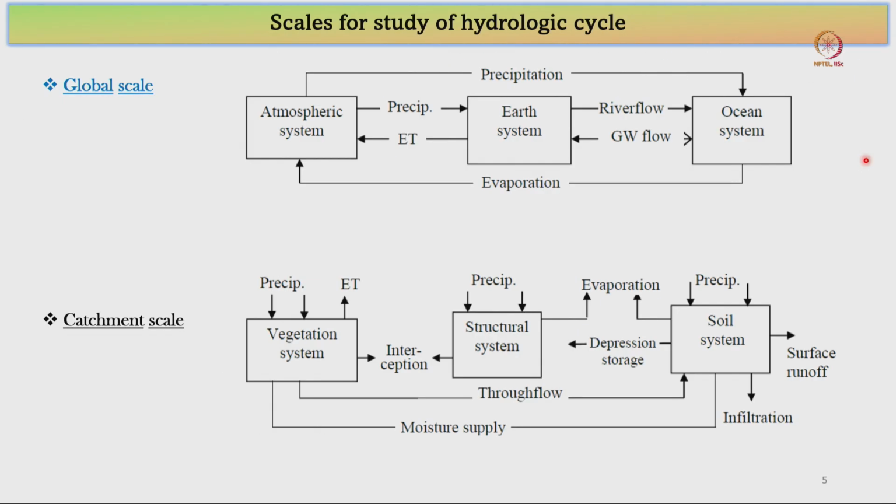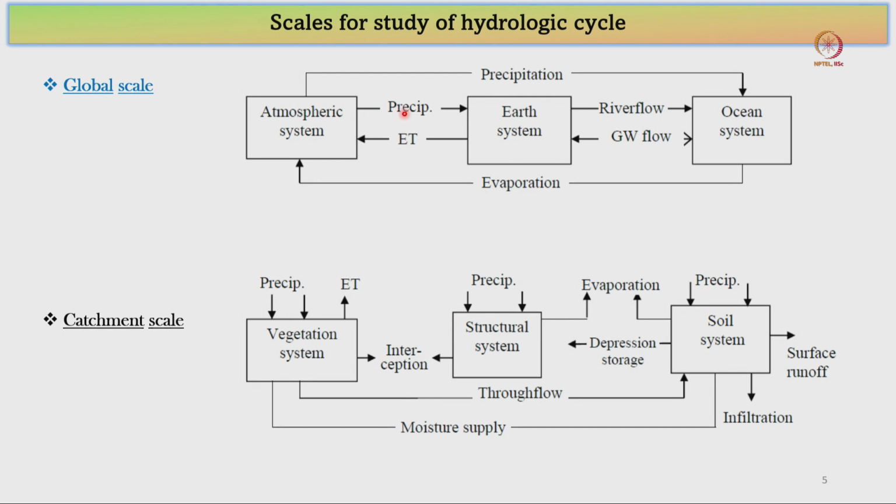And this is summarizing the global scale and the catchment scale. In the global scale you have the atmospheric system, the earth system, and the ocean system. By the earth system I mean the earth's terrestrial system. The atmospheric system evaporates water, and there is precipitation happening.